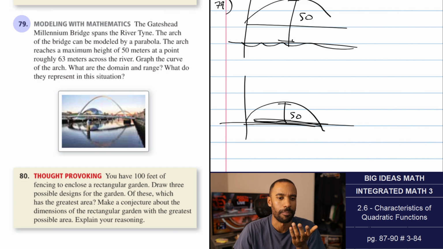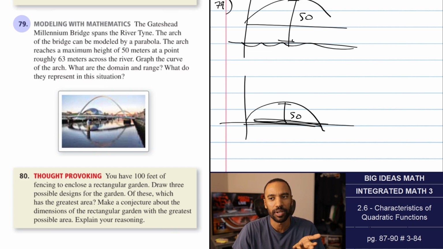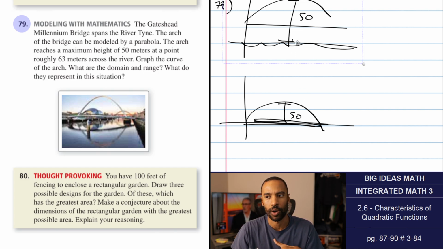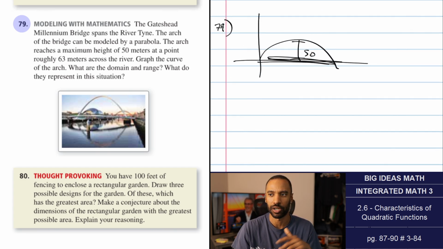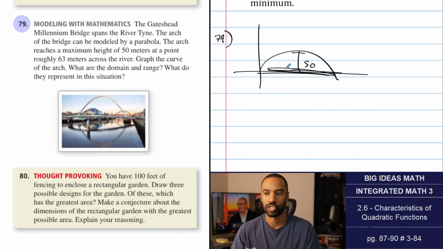I'm just trying to look at the image and determine for myself which one it is. Because they're not talking about over the river, I'm going to guess it's the second one, and go based off that. We're doing 50 meters here. They did say 63 meters across the river. So 63 to cross the river is where the max height is. There's the 63, and here's 50 meters up that way.